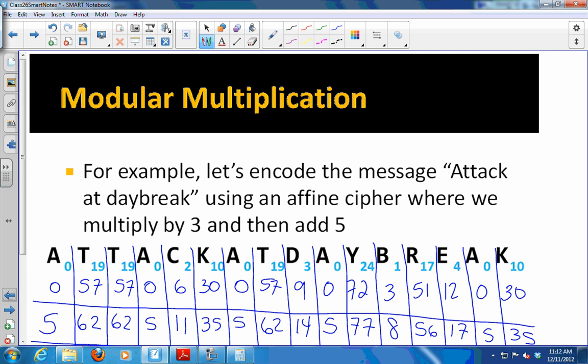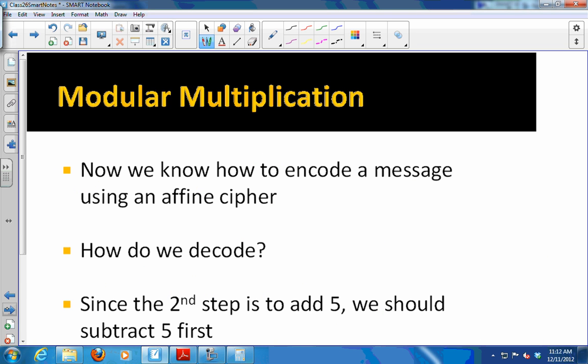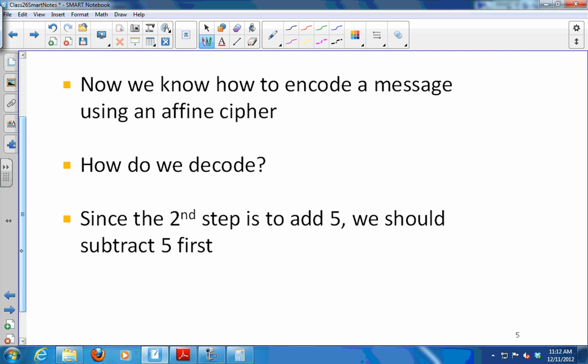But before we talk about how to encode, I'm going to have you do one for practice. I mean, how to decode. You're going to practice. Okay, so now that we know how to encode the message, we have to figure out how to decode.